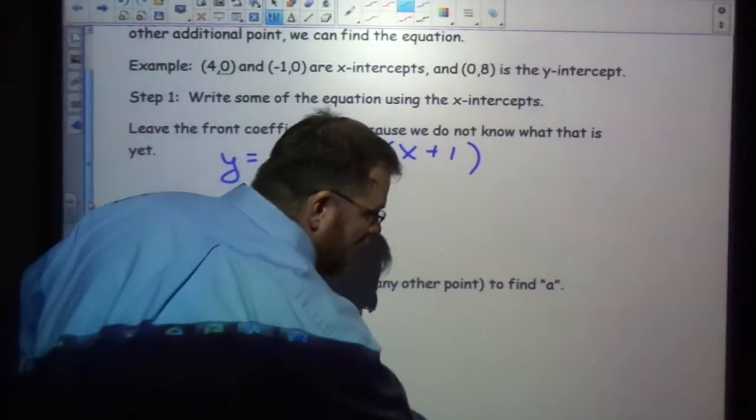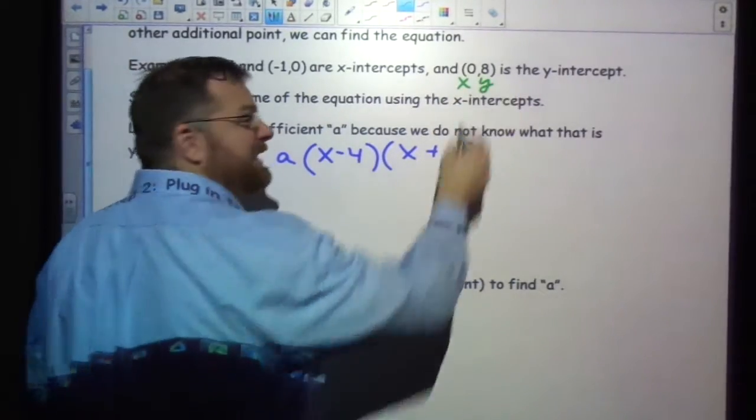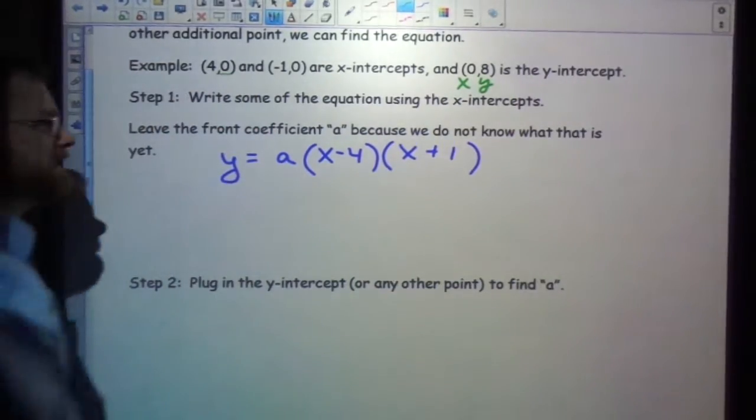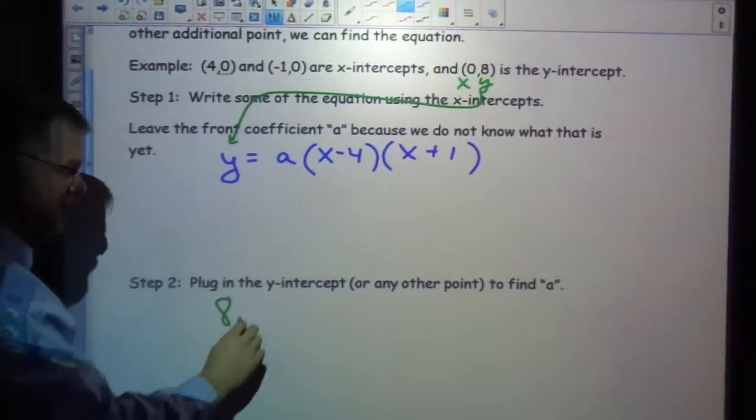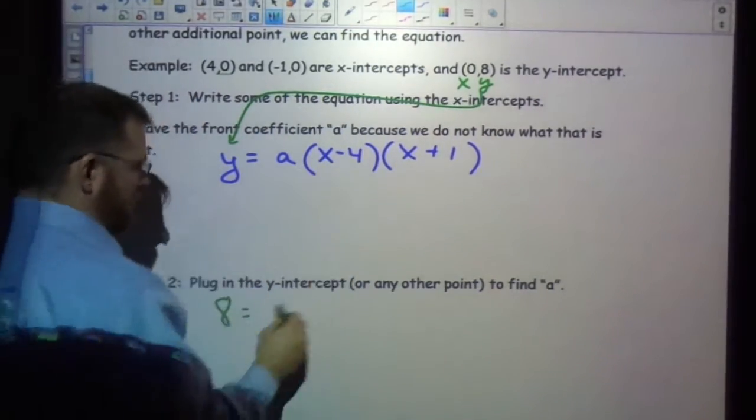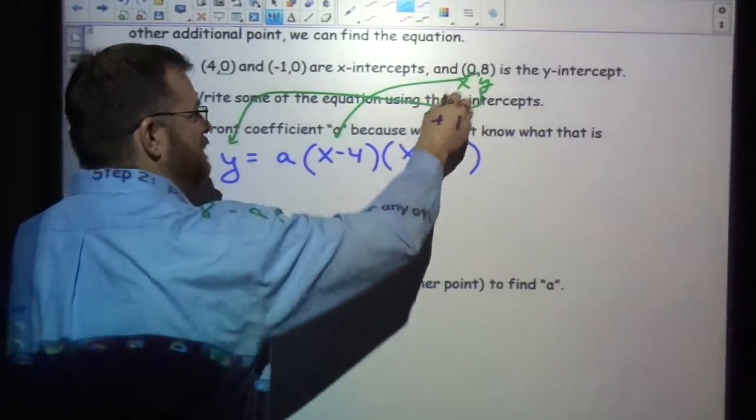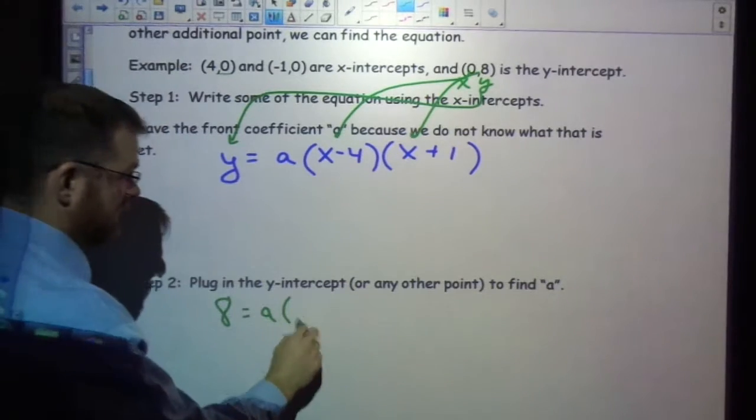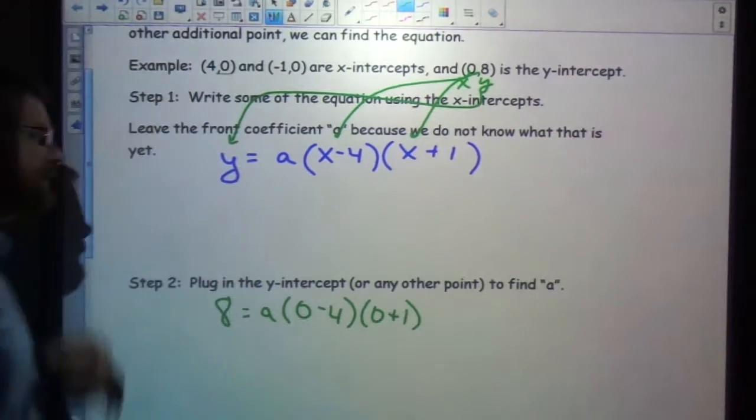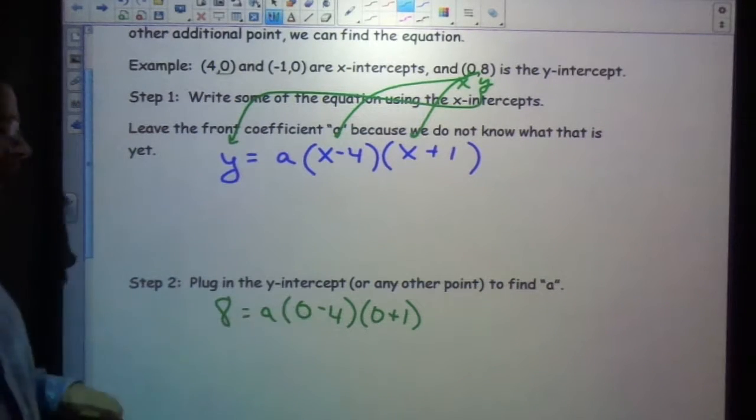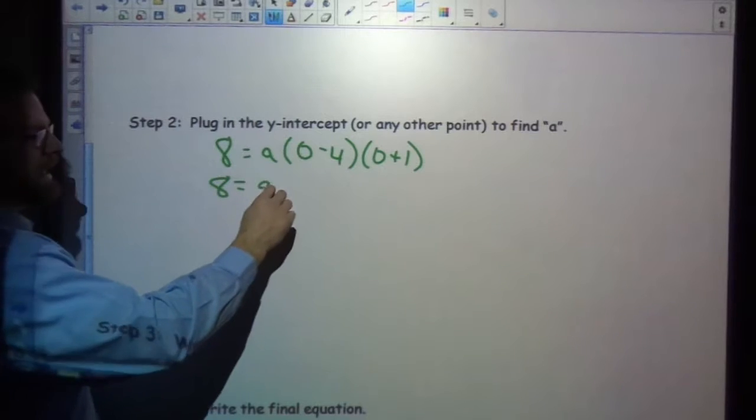But we could take any other point, like this one. That's an x and a y. So let's take the y, plug it in there for y. The a we don't know. This is an x. Let's plug in the 0 in for x. So now we know here's an x and a y. Let's figure out a. So 8 equals a.